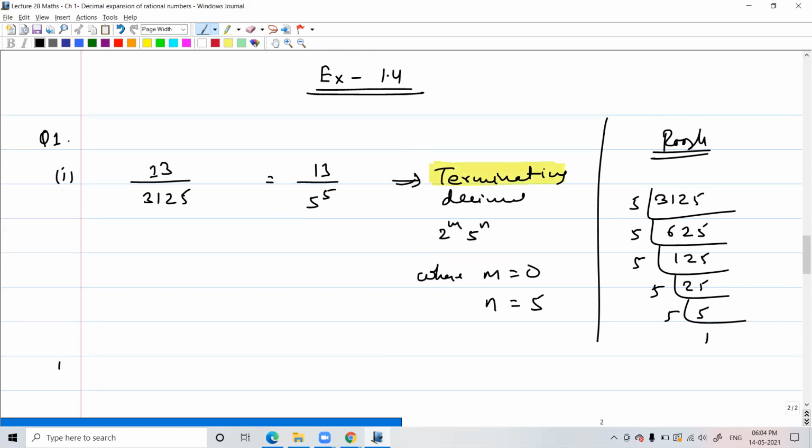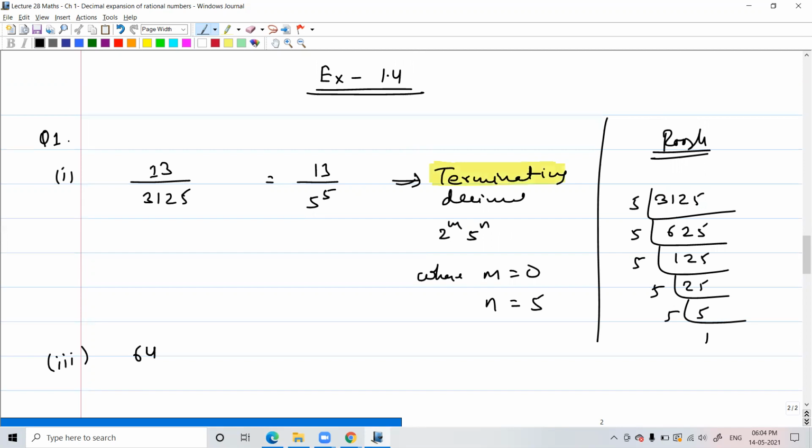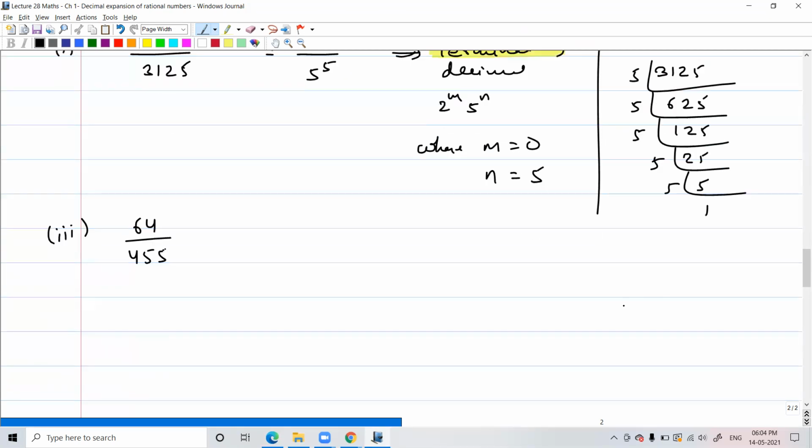Okay. So now let's get to the third question. 64 by 455. When you did the prime factorization of 455, what do you get? 5 into 131. Okay.